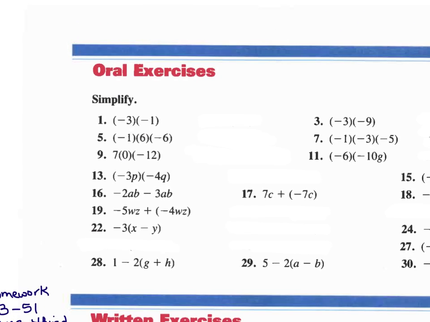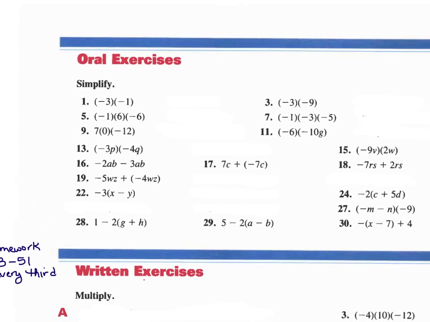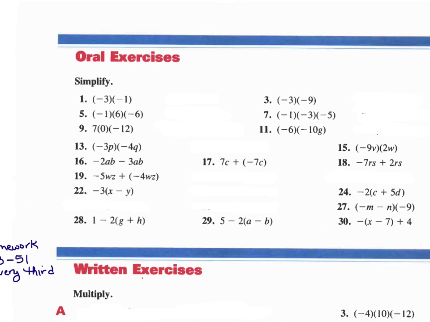Okay, let's try a couple oral exercises. So let me just go through and do a few of these. So for number 1, what do we get? What's negative 3 times negative 1? Anna? Positive 3, good. Okay, what about number 2? Negative 3 times negative 9. Negative times negative? Positive, and what do I get, Ethan? 27.